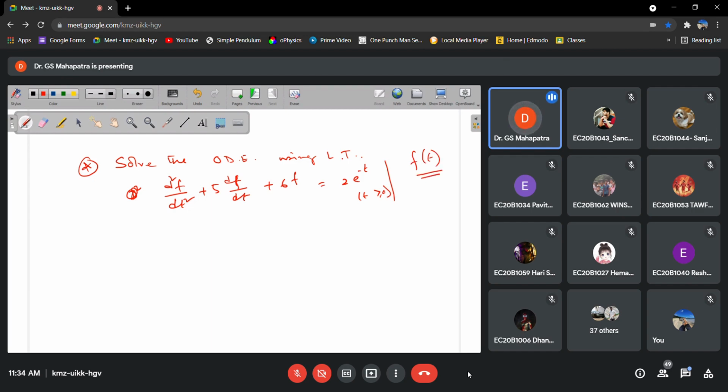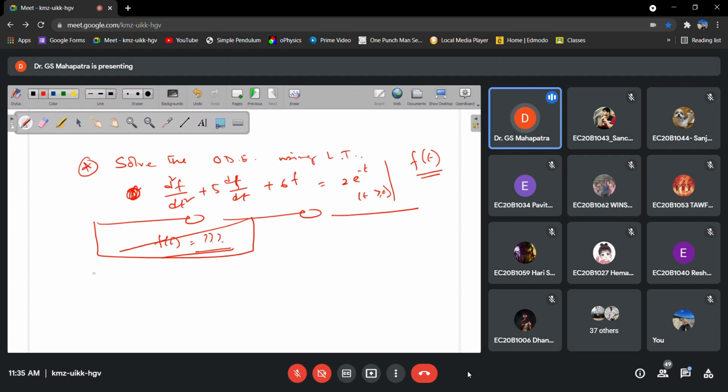So what do we have to find? We have to find f of t, which is a function of t. This is correct. So our target is to find f of t. Clear? So now, the solution of the given differential equation.